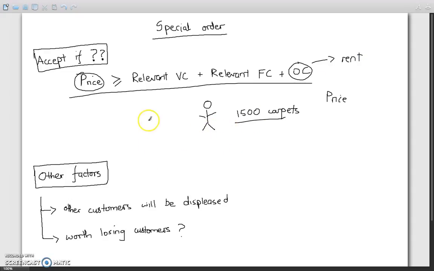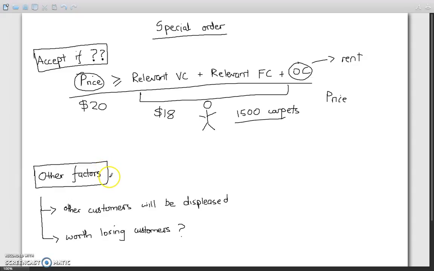Other than that, regardless, say the price that this guy charges is 20 and all your relevant costs come out to 18. Is that a good decision? Should you rely solely on the quantitative aspect of an order? Well, there are other factors that you should consider as well.